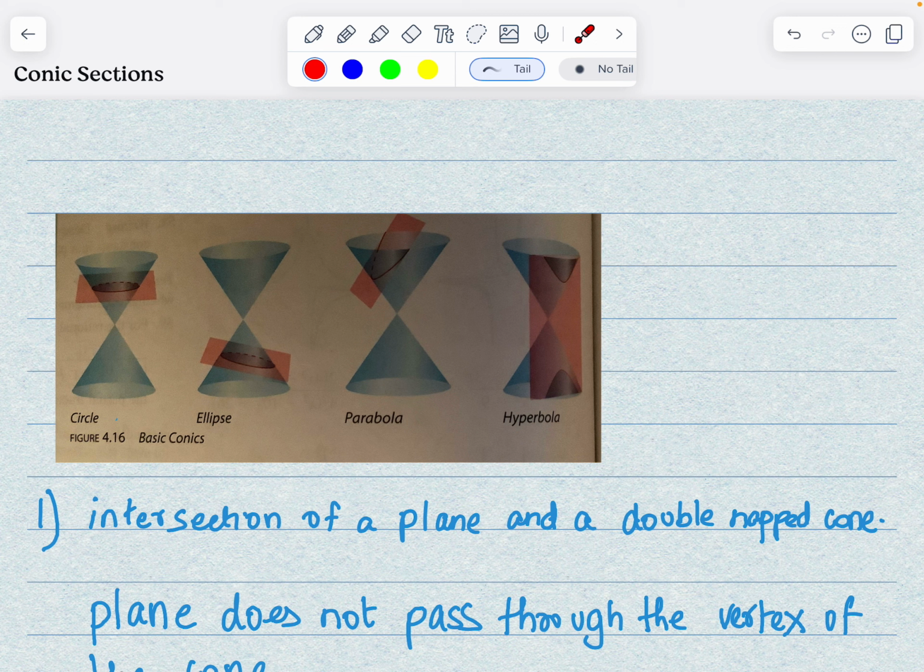The one thing to remember is that the plane does not pass through the vertex of the cone. So you can see in every one of them, whether it's a circle, ellipse, parabola, or hyperbola, you're not actually slicing it through the vertex.